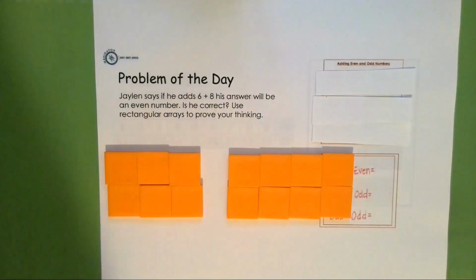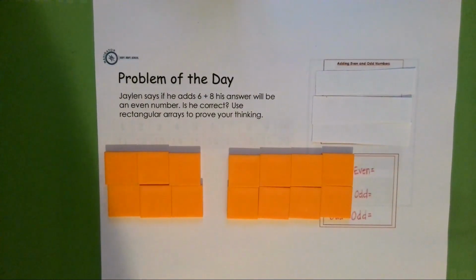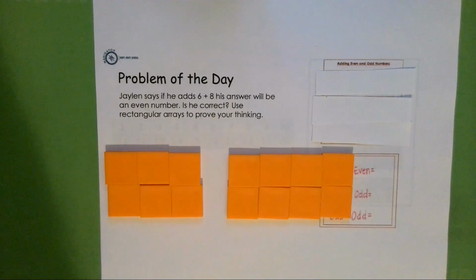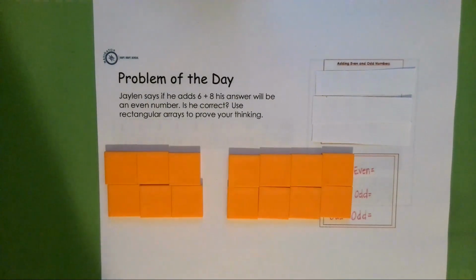How many rows do you see in our first rectangular array? Say it out loud. Right, 2 rows. 1, 2. And how many in each row? Say it out loud. Right, 3. 1, 2, 3. And how many in total? Say it out loud.